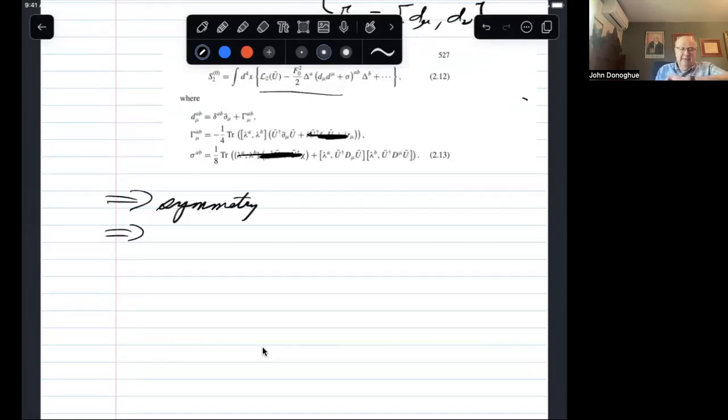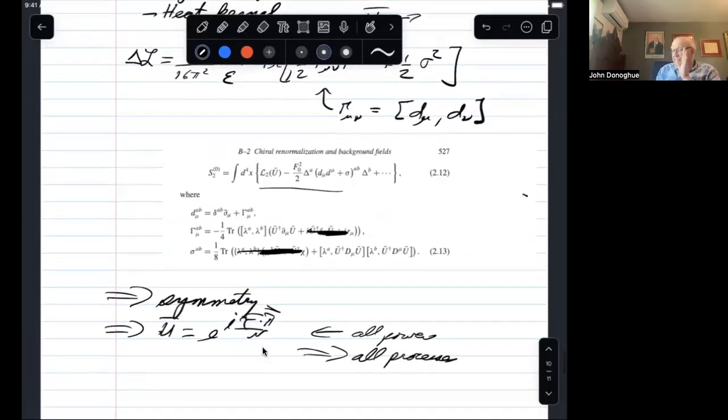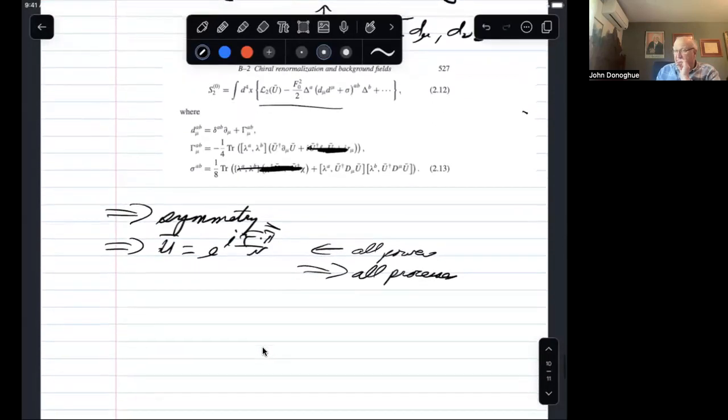And it has u bar is e to the I tau dot pi over v, all powers of the field. And so this implies that you've renormalized all processes. Okay, so by doing the background field, you've done the renormalization more effectively, more efficiently.